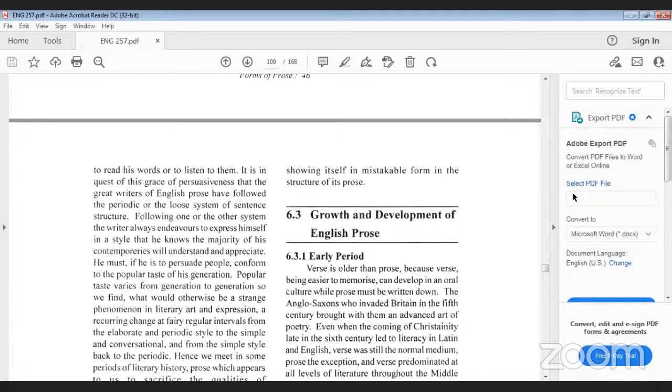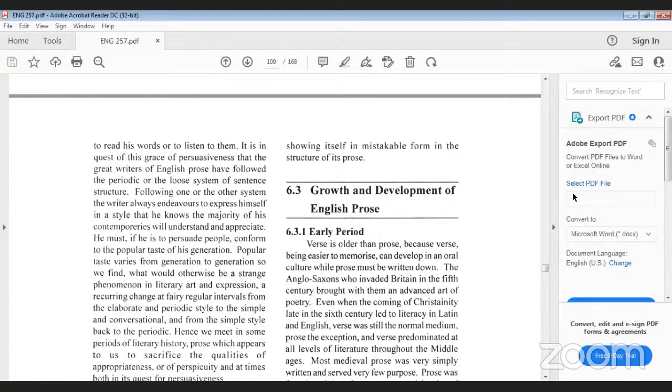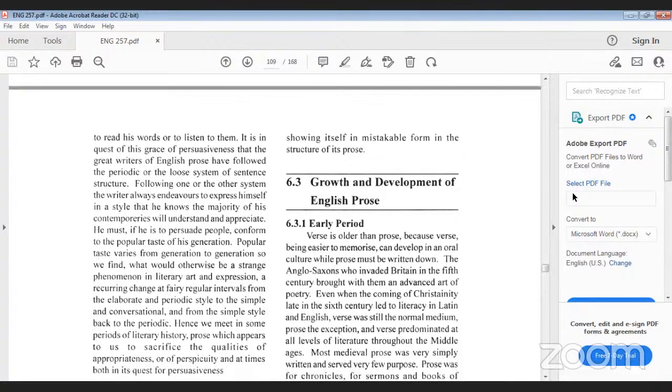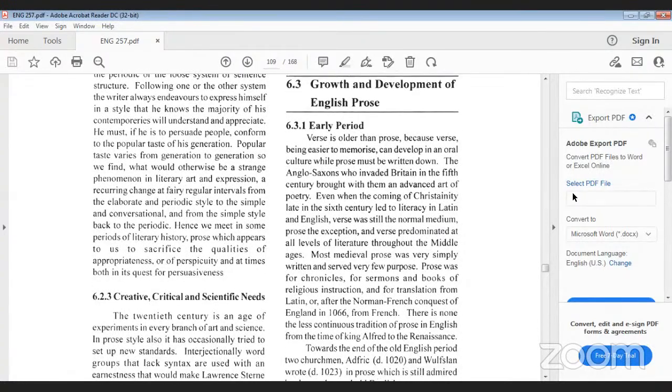back to the periodic. Hence, we meet in some periods a literary prose which appears to us to sacrifice the qualities of the appropriate or the persuasive, at times both, in its quest of persuasiveness, creative, critical, and scientific needs. The 20th century is an age of experiments in every branch of art and science. Prose style also has occasionally tried to set up new standards.